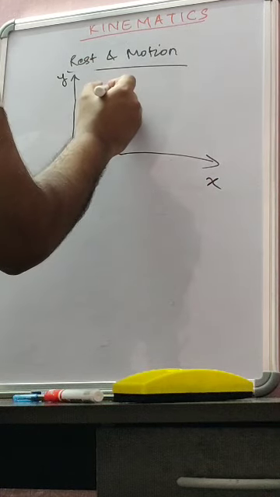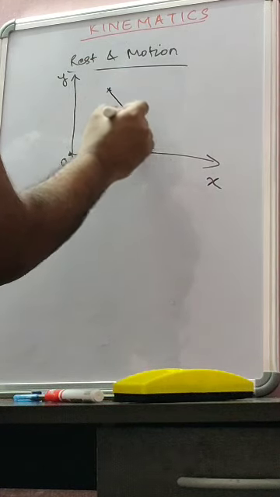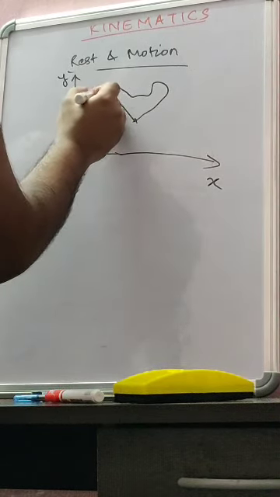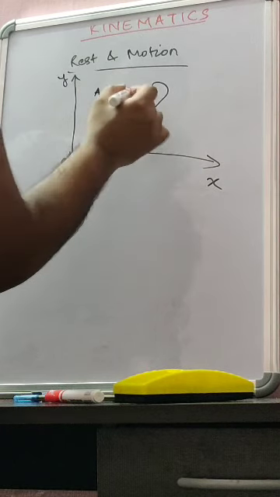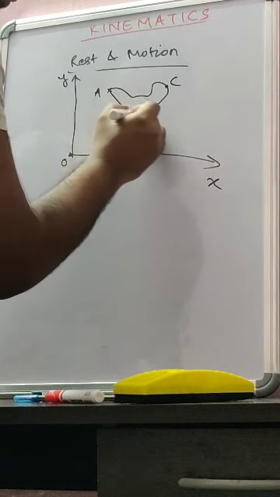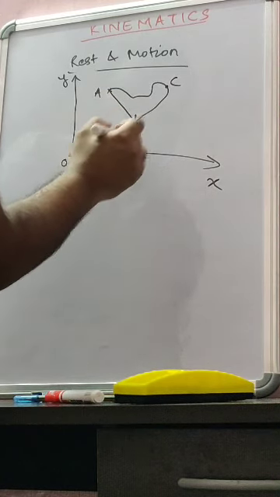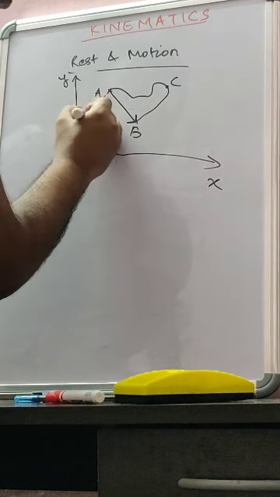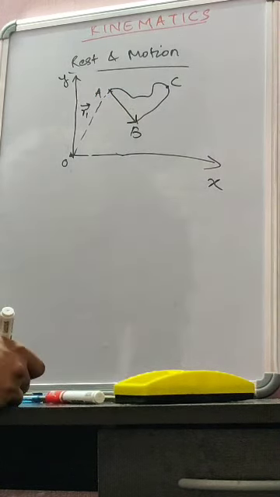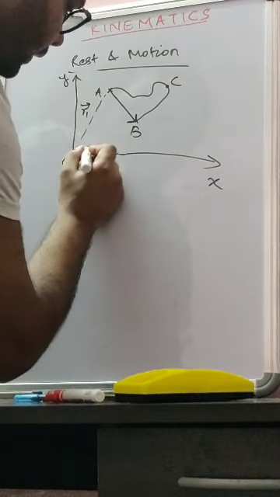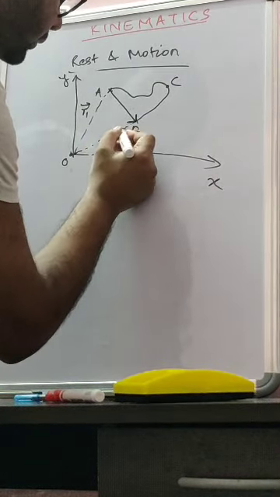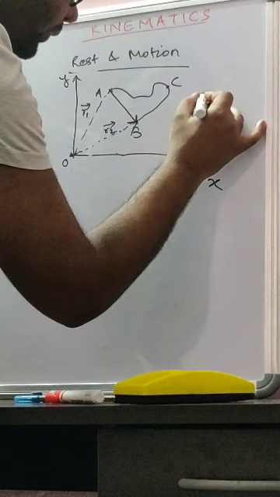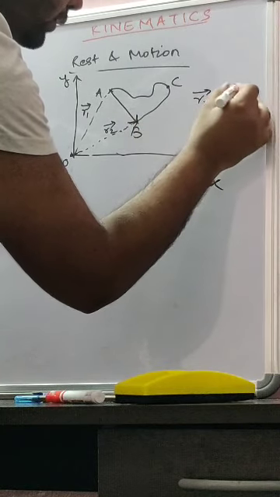This body moves from here to here, but not in a straight line. It moves like this. This is point A, this is B, this is C, suppose. So displacement will be this AB vector. How do we get AB? This is the R1 vector, the position vector of point A. This is the R2 vector, the position vector of point B. Displacement will be R2 vector minus R1 vector.